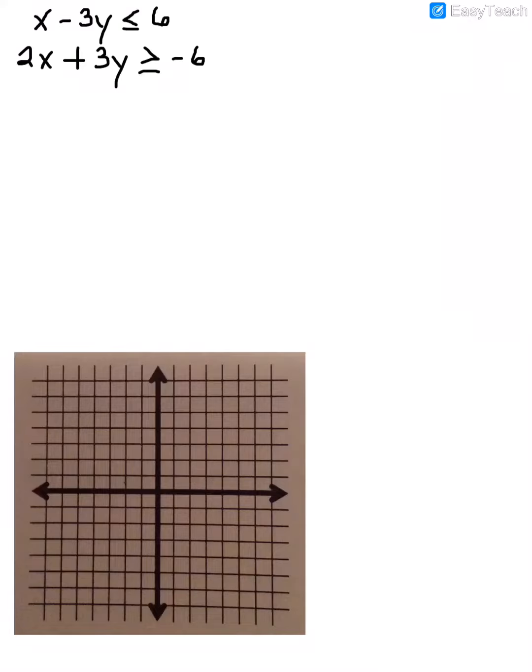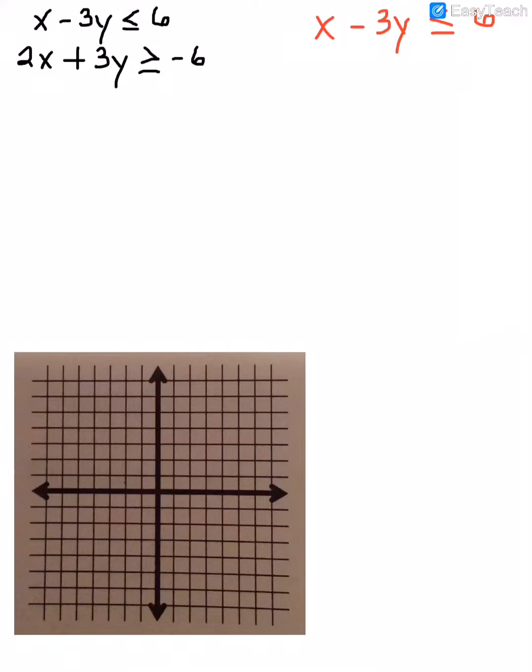There are different methods that you can use to graph linear inequalities. You can create a t-table, you can find the intercepts. I'm going to graph it by getting it into slope-intercept form, y equals mx plus b. So this first equation, I'm going to rewrite it first. x minus 3y is less than or equal to 6.